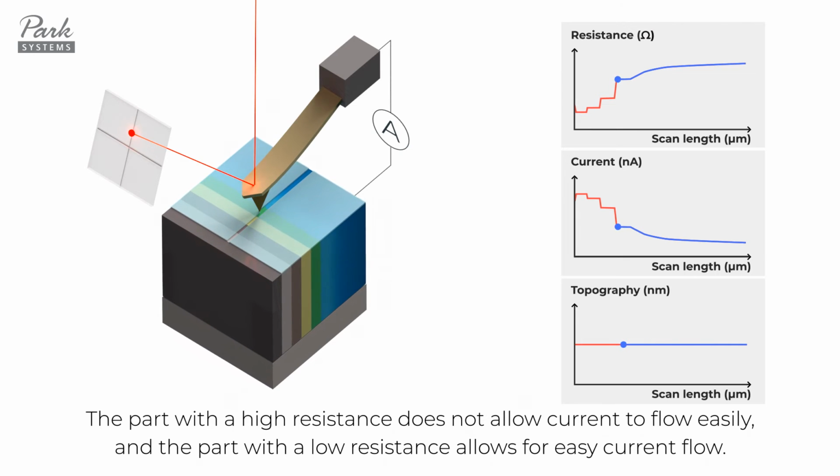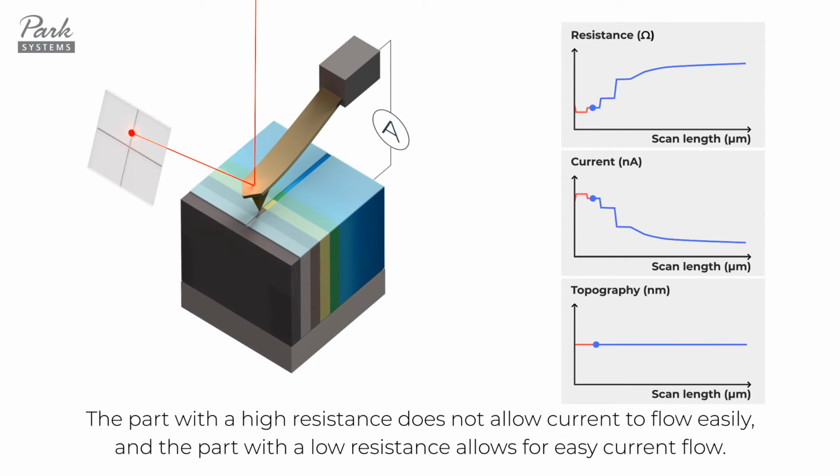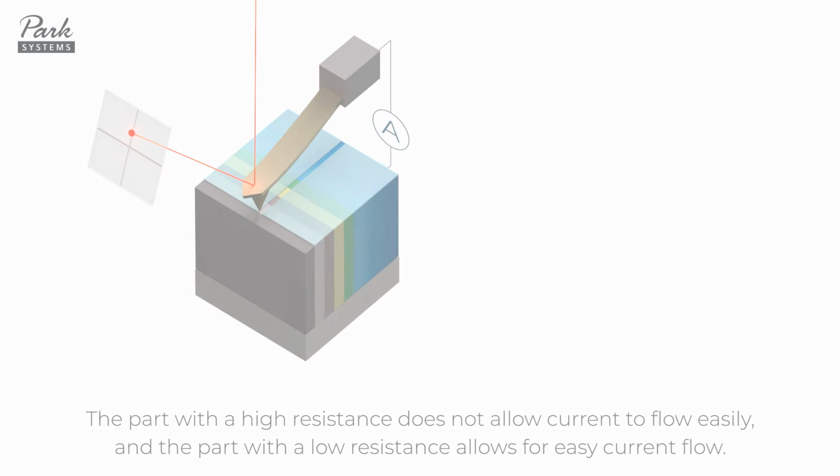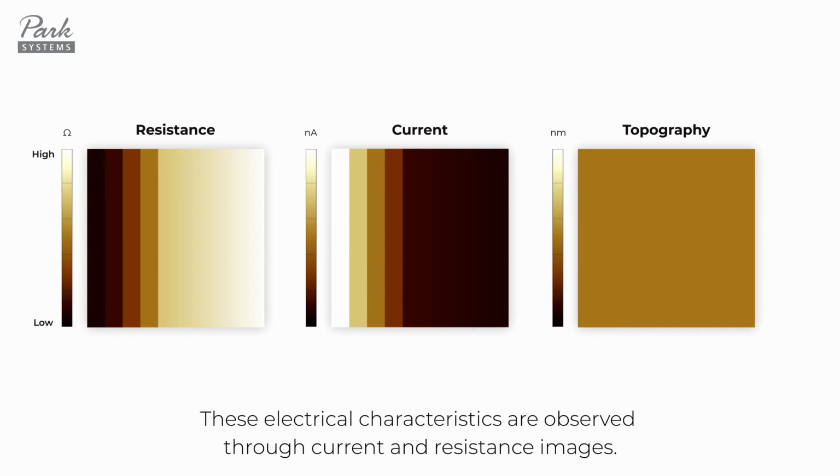The part with a high resistance does not allow current to flow easily, and the part with a low resistance allows for easy current flow. These electrical characteristics are observed through current and resistance images.